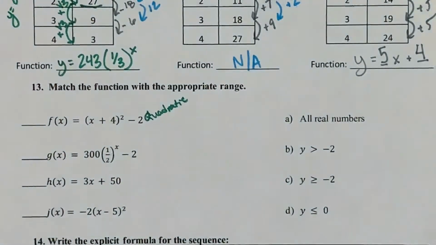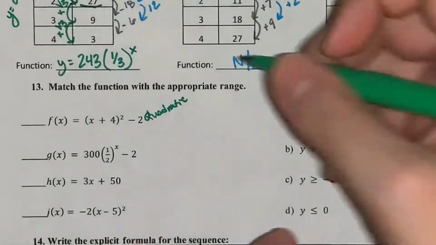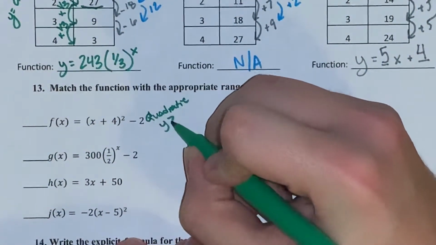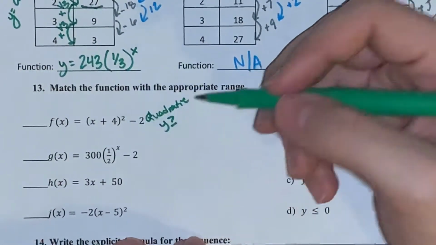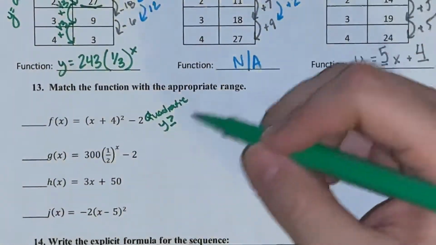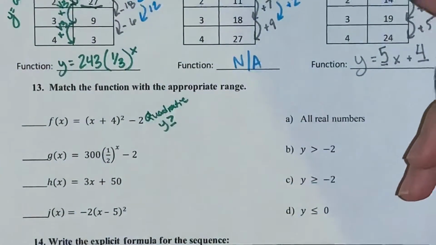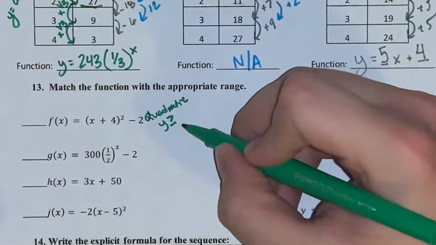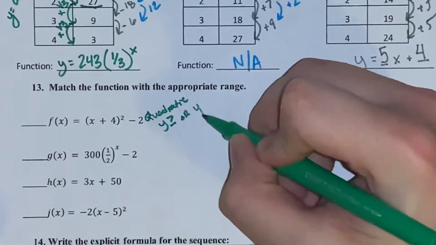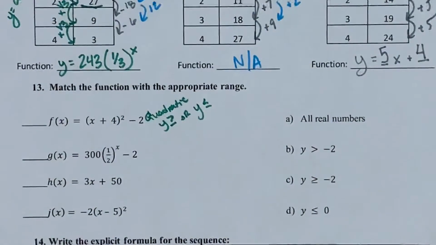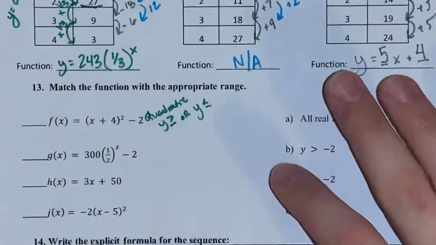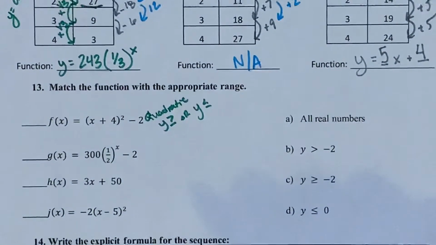quadratic function. And so a quadratic function is going to have a range that is y is greater than or equal to whatever the vertex is. So you're looking for y is greater than or equal to, or y is less than or equal to. So either one of those will be your matching range for a quadratic function.